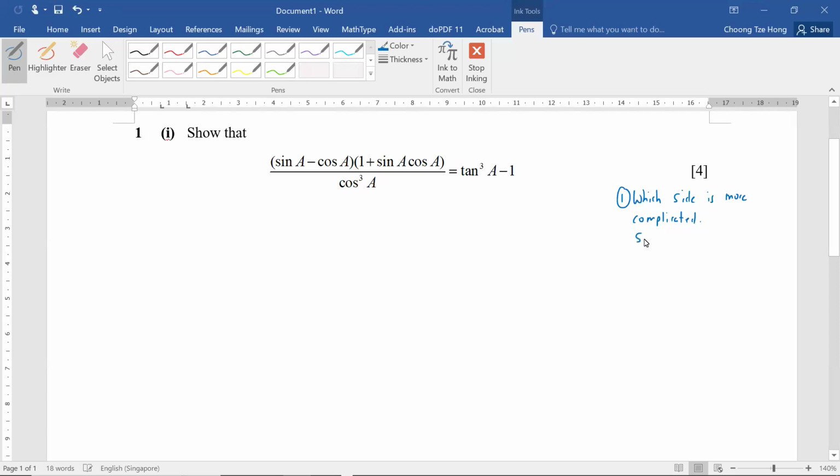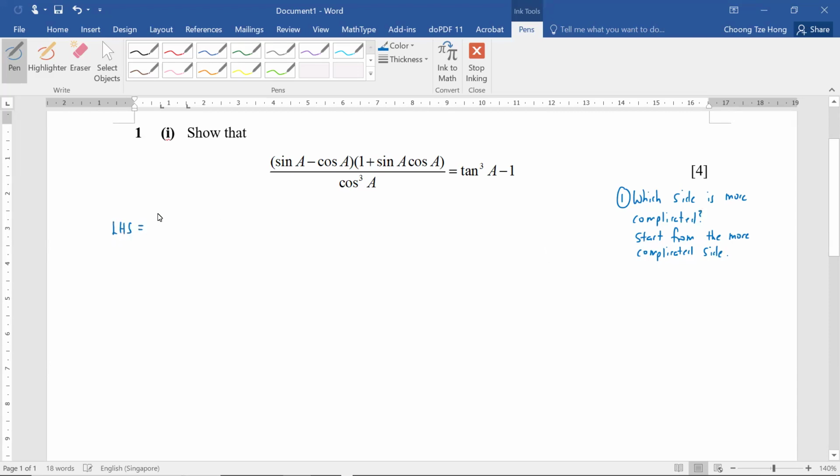Then you will start from the more complicated side. We always want to start from the more complicated side. Right, so let's start from the left side.